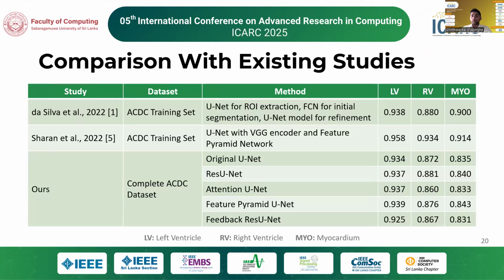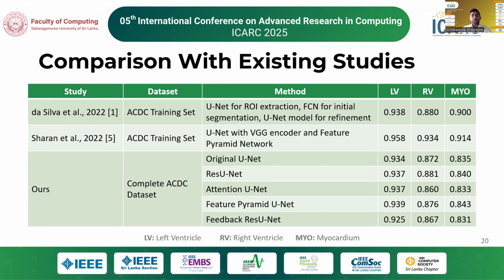Let's now compare the performance of the 5 unit variants with the existing state-of-the-art methods for CMRI segmentation conducted using the ACDC dataset. In left ventricle and myocardium segmentation, the feature pyramid unit achieved better dice scores, which are competitive with several state-of-the-art methods but fell short of the top-performing model proposed by Sharan and others. The residual unit scored the highest for right ventricle segmentation among the variants, surpassing the feature pyramid unit, but both were outperformed by Sharan and others.